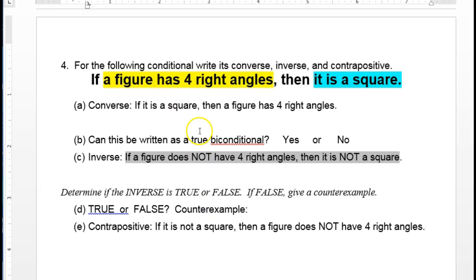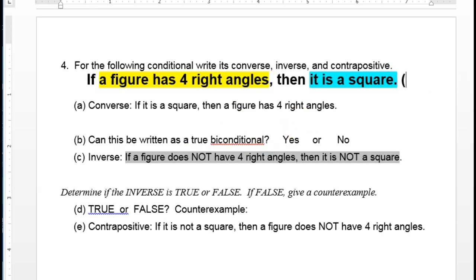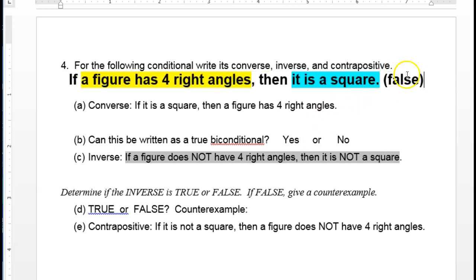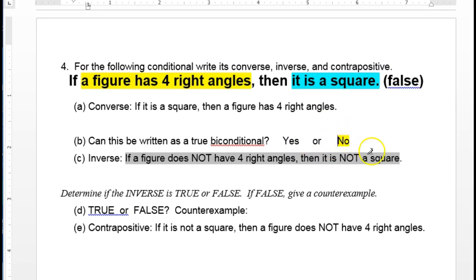Now I want to go back and answer each question. Can this be written as a true biconditional? Well, both of these have to be true for this to be a biconditional. Let's look. Is this true or false? If a figure has 4 right angles, then it is a square. Well, that's false. It could be a rectangle. So as soon as I see a false, this is a no. You're going to circle no on your retest.